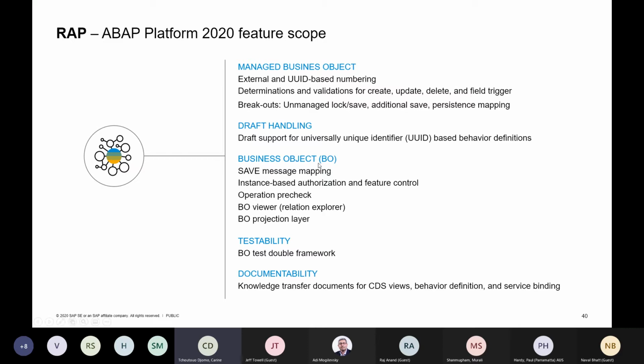And we have also additional features here for the business object, managed, unmanaged. We have different features provided. Also in ADT, we have a relation explorer, and we have enhanced the test double framework feature scope so that business objects can also be tested with the test double framework. And I already mentioned it, the documentation.